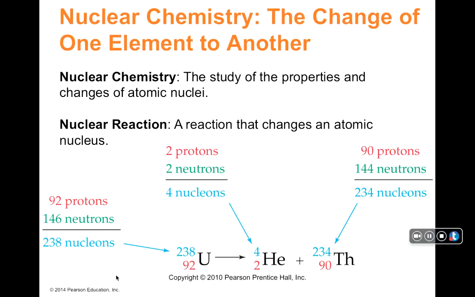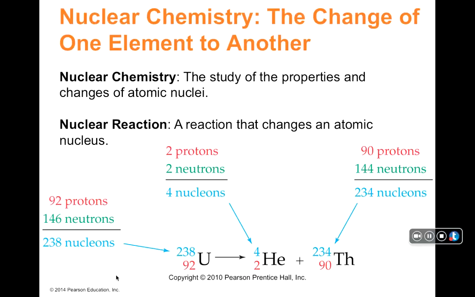So you'll see that what happens here in this case is that uranium-238 loses, excuse me, loses 2 protons and 2 neutrons. So its mass number goes down by 4, and you end up with that, I think it's thorium, 234 product. And then you'll see that helium that is released. We'll talk a bit more about what that helium actually is in the context of a nuclear reaction.